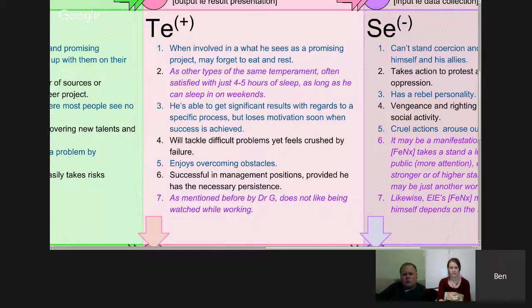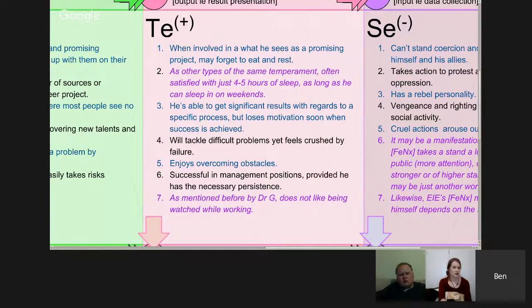Right. I think with the third one, we'll be able to get a meaty answer from Hanna. He's able to get significant results with regards to a specific process that loses his motivation soon when success is achieved. Yeah. Yes, that can happen. And happens. But I can lose motivation even before I have succeeded anything. So. I mean... Yeah, just say what you wanted to say. I just think that, yeah, that might be an EJ trait.